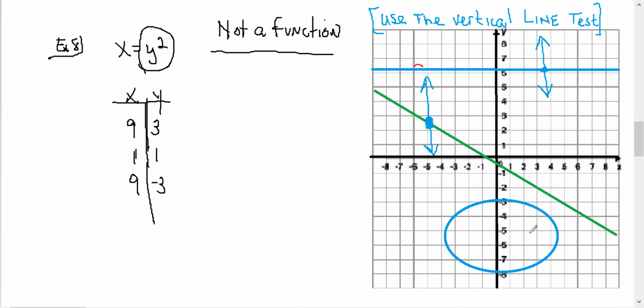And then the blue oval was a case where it fails the vertical line test, because it goes through the graph at 2 points, obviously right here and right here. So you can just observe, without actually doing the vertical line test, whether it fails or passes. That was a quickie.